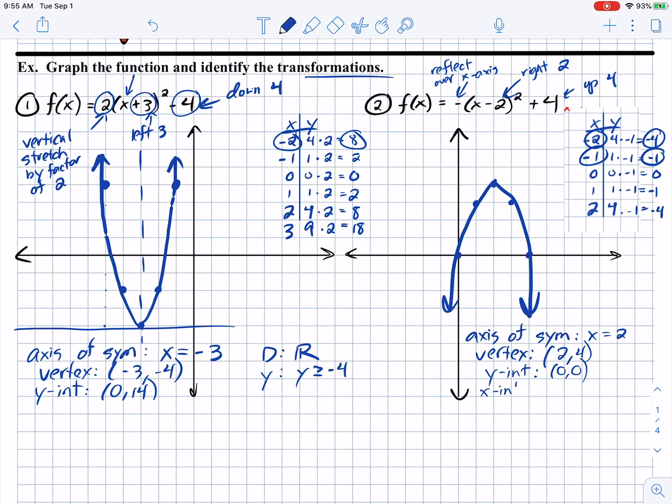Our x-intercepts, we have 2 of them here. You can see them. Our x-intercepts would be at (0, 0) as well, and (4, 0). Domain, all real numbers, and our range, everything less than or equal to 4. Everything below the y-coordinate of your vertex.